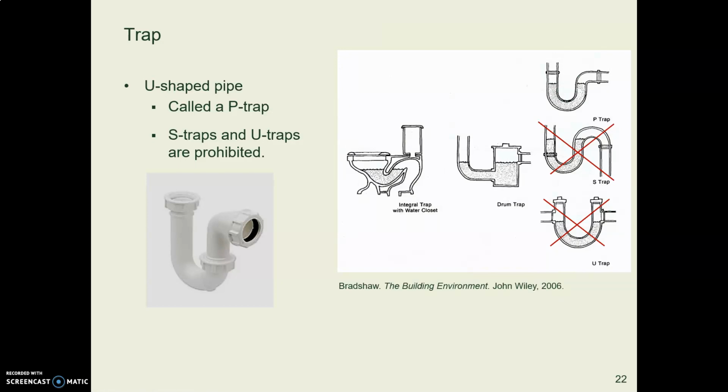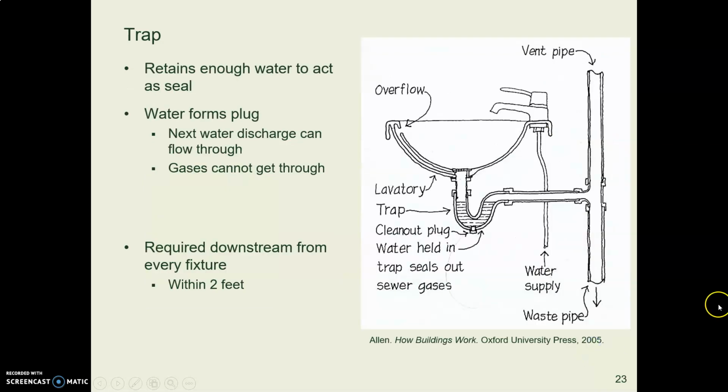This trap is shaped like a U, but it's actually called a P trap because the horizontal leg is like the leg of the P, and this loopy thing is like the bump on the P. That's the only shape that's legal. We're not allowed to have what is literally a U trap, this thing at the bottom, and we're not allowed to have an S trap. We're only allowed to have a P-shaped trap. And so, once again, it forms a seal caused by gravity so that the gases cannot get through.